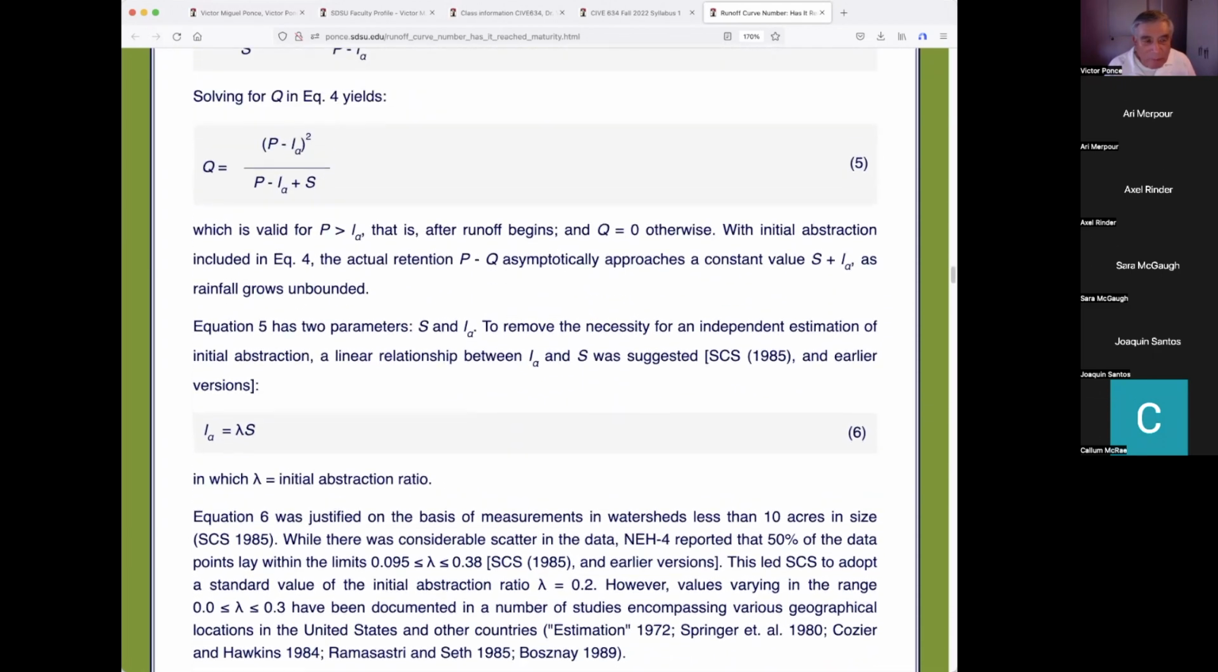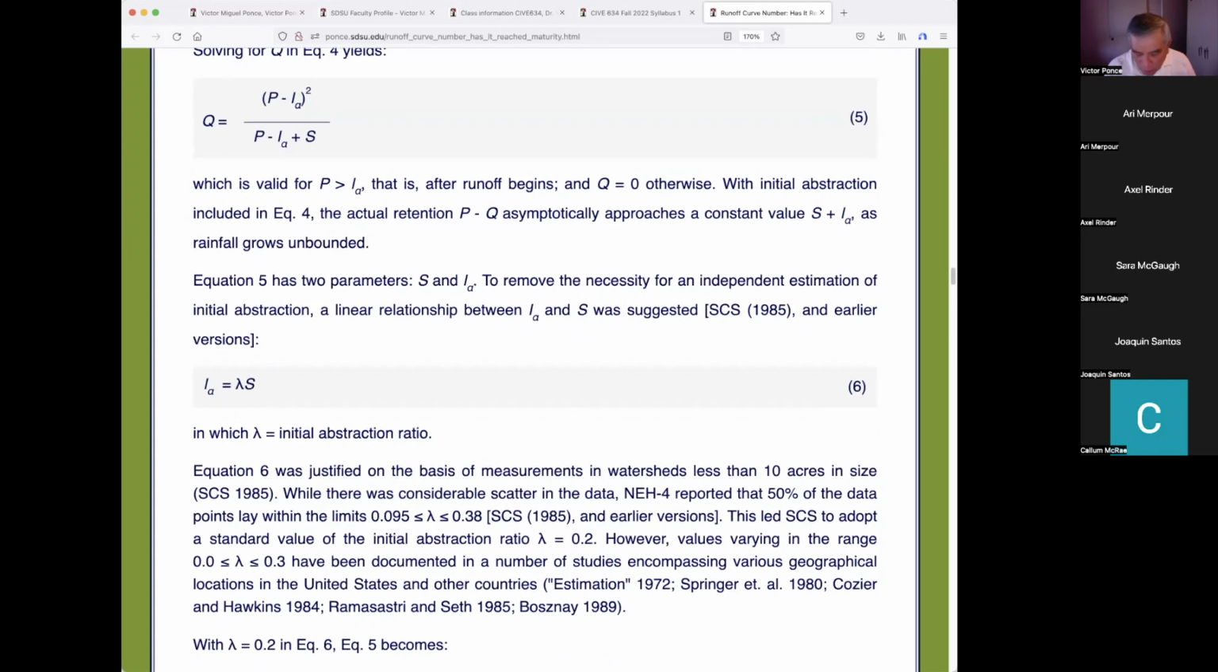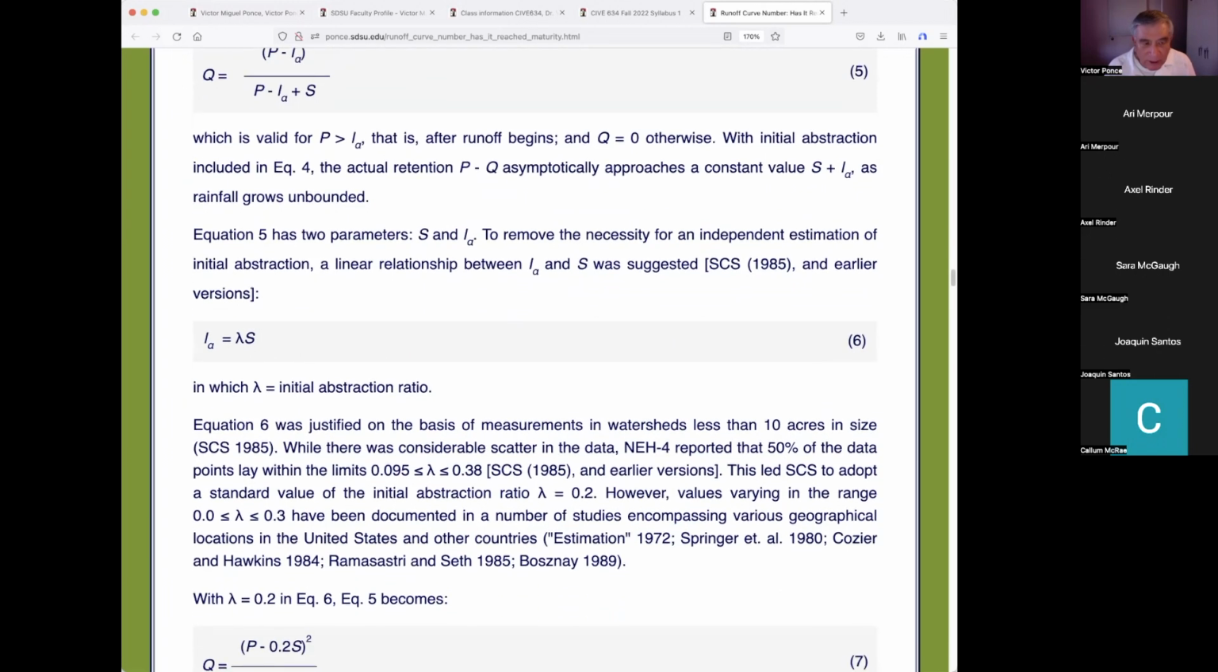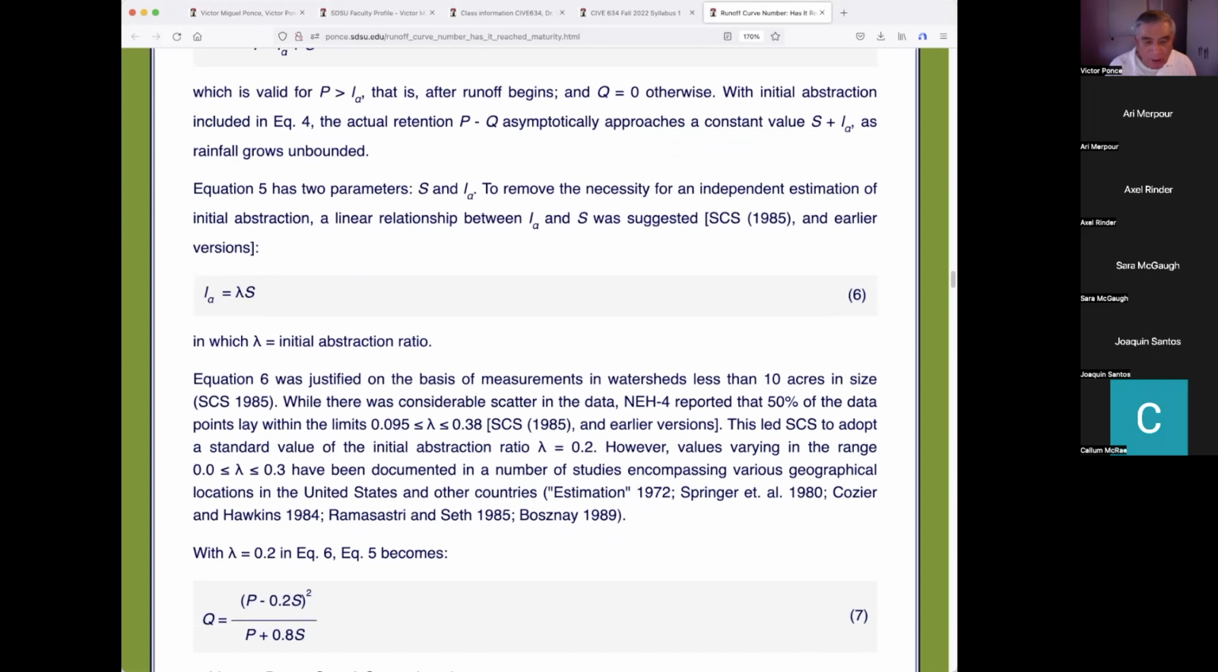But he had to put the Ia, the initial abstraction, as a function of the storage because they wanted the method to have only one parameter. So they had to figure out what the lambda was. The lambda was the relationship between the Ia and the S. And I'm sure there were arguments as to what to use for lambda. And finally, they zeroed in on lambda equal 0.2. The correlation was not very good. I would say there was probably a 40–50% correlation. But they had no choice, and they were antsy. They wanted to get the method out. And so they said, well, 0.2, that's it.